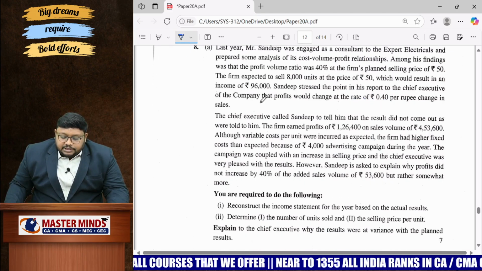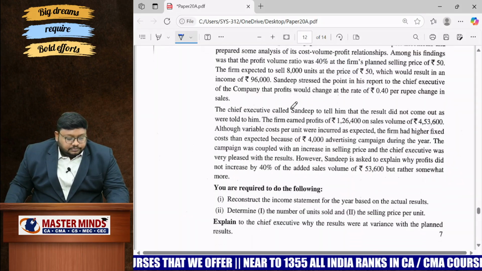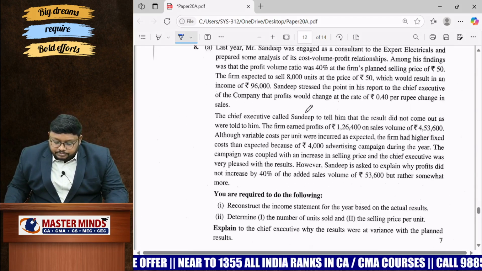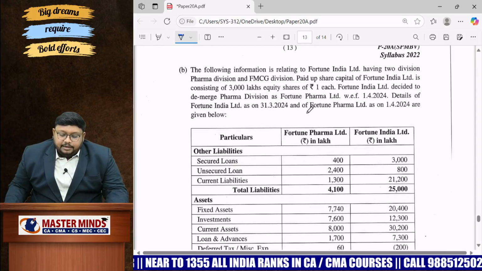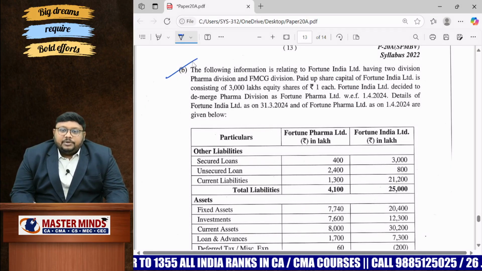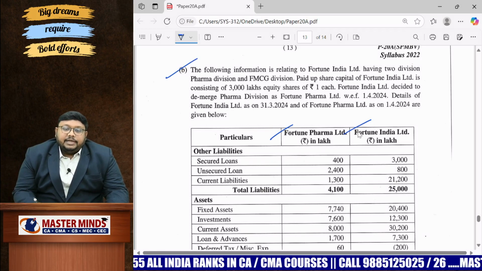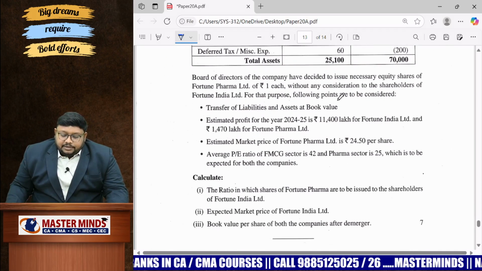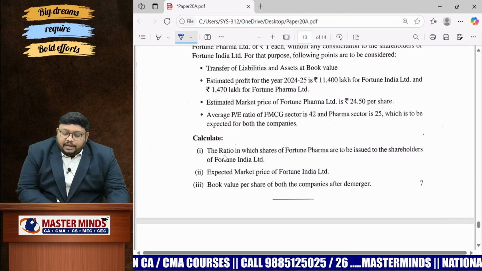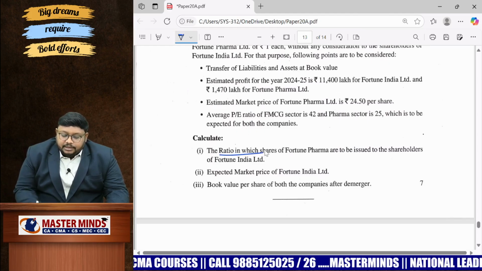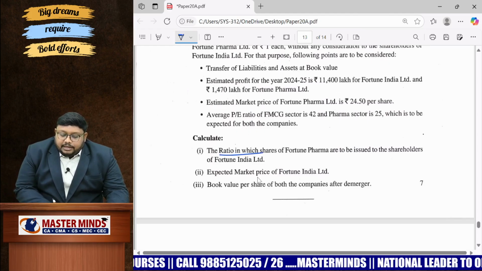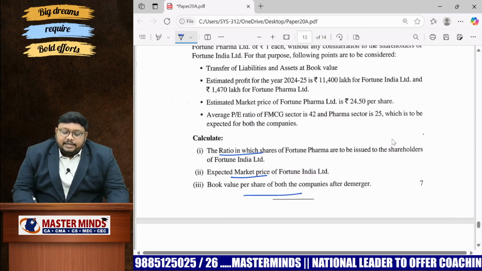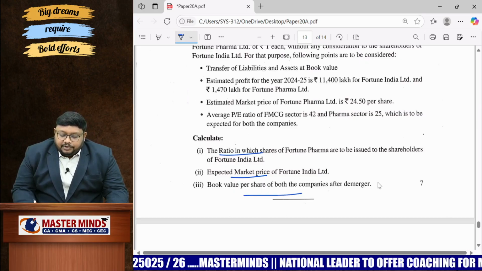And the last question they have given here. 8A is relating to SPM, and 8B is the same question from the textbook. Fortune Pharma Limited and Fortune India Limited, we already know that. So it is a demerger case. Under the demerger we need to know the valuation, and also the exchange ratio based on the situations. And they are asking the expected market price also and book value for both the companies, as the question is given straight from the textbook.